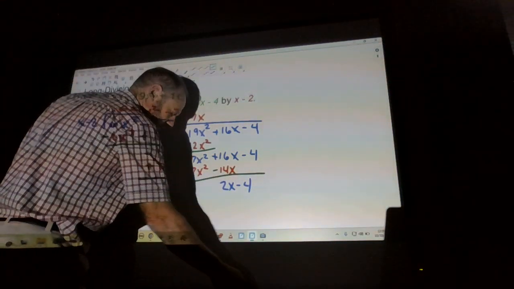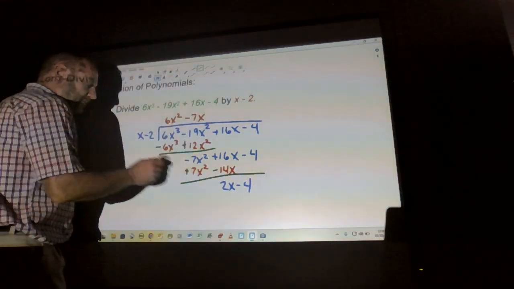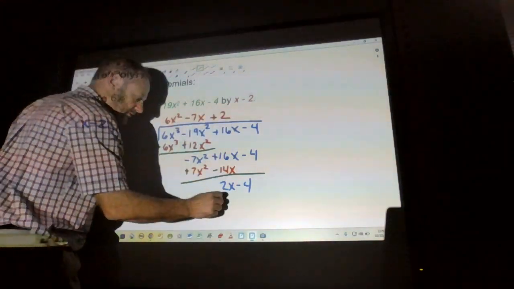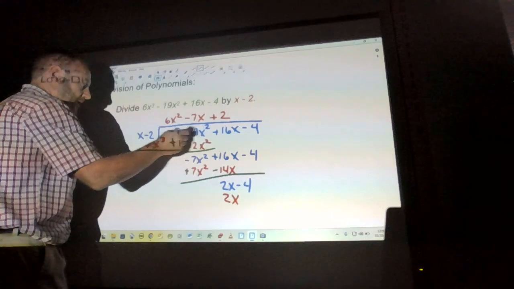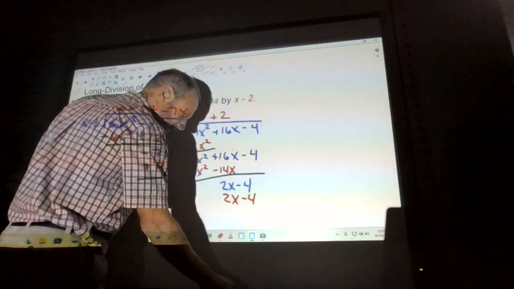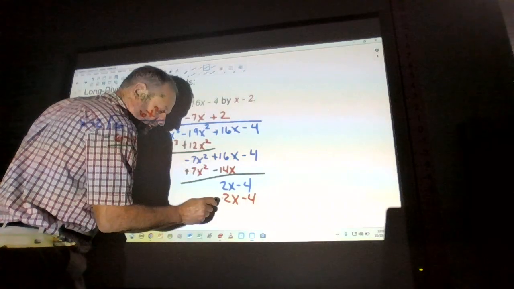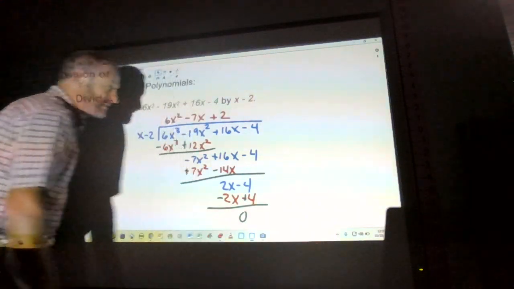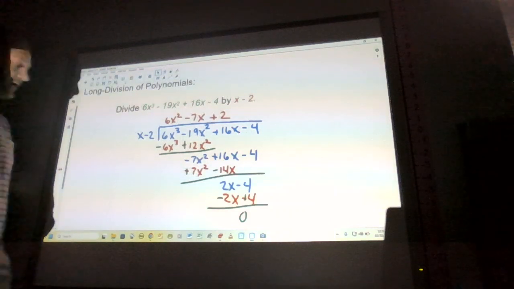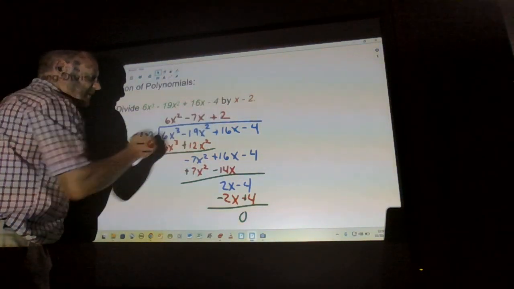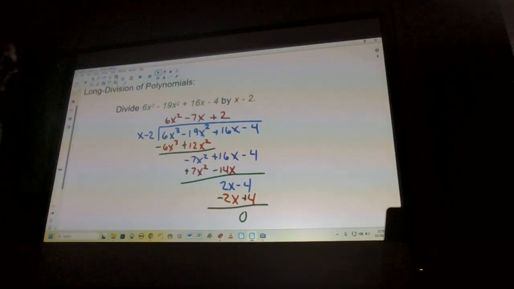And now, what do I have to multiply x by to get 2x? That would be 2. 2 times x is 2x. 2 times negative 2 is negative 4. Then I have to subtract. I change the signs, and I end up with 0, which means that it divides evenly. So this polynomial divided by x minus 2 equals 6x squared minus 7x plus 2.